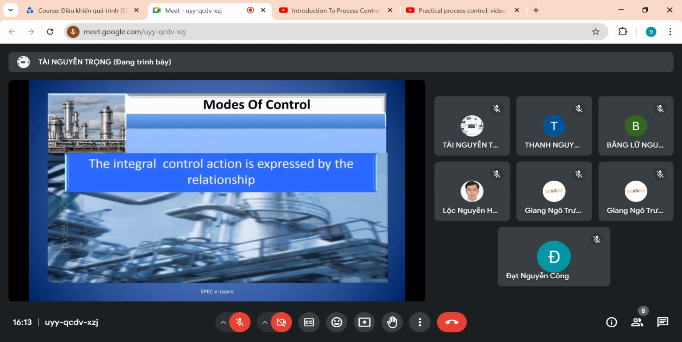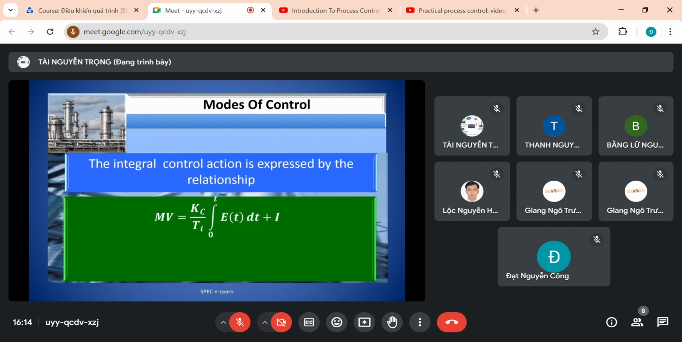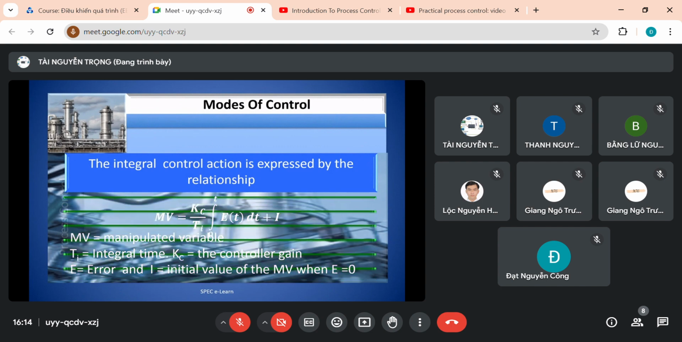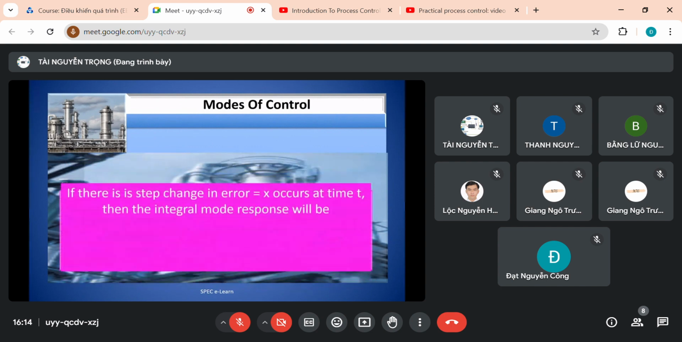The integral control action is expressed by the relationship MV equal to Kc by Ti integral 0 to T e dt plus I, where MV is the manipulated variable, Ti the integral time, Kc the controller gain, E is the error, and I the initial value of the MV when E is equal to 0. If a step change in error equal to x occurs at time t, then the integral mode response will be MV equivalent to Kc x divided by Ti.